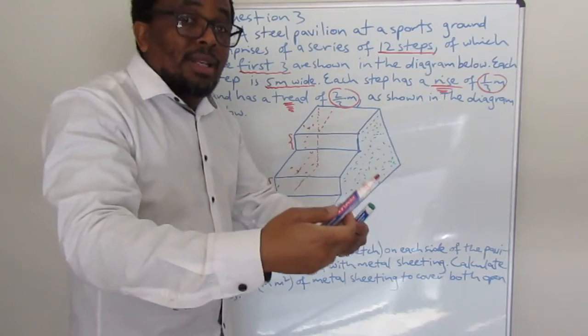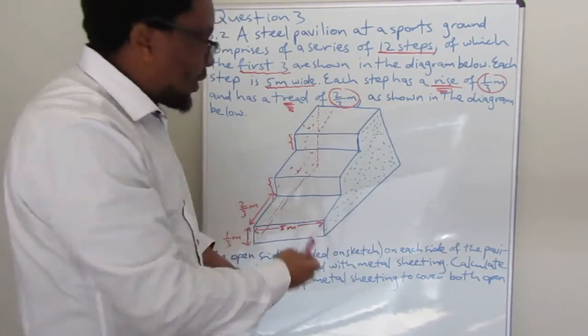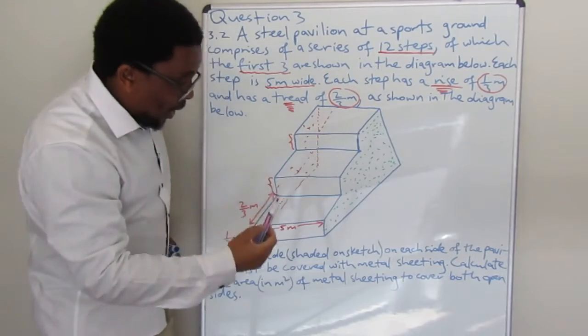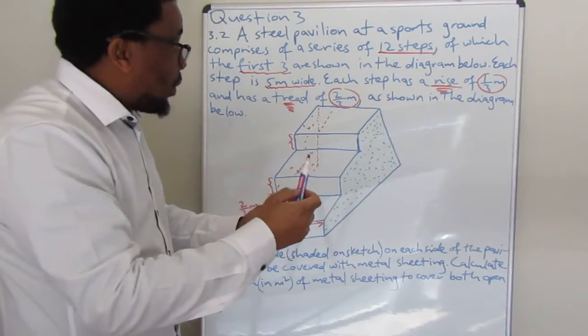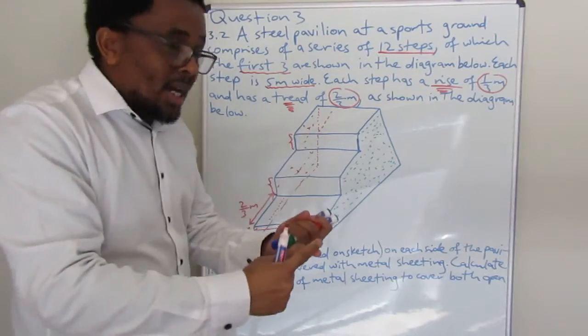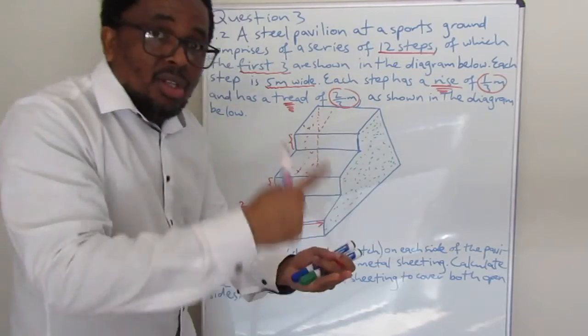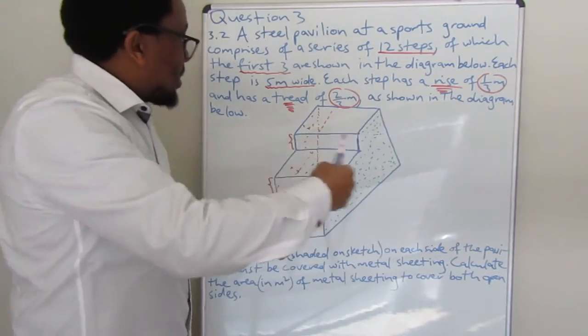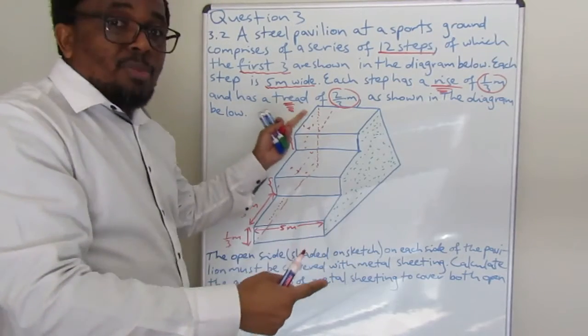I'll show you in the next class on how to actually do the calculation. But even before that, what I would like to show you is that here we've got three sets of values. I've got 5 meters, which was my width. I've got my rise, which is 1.3 meters. I've got 3 meters, which is my thread.